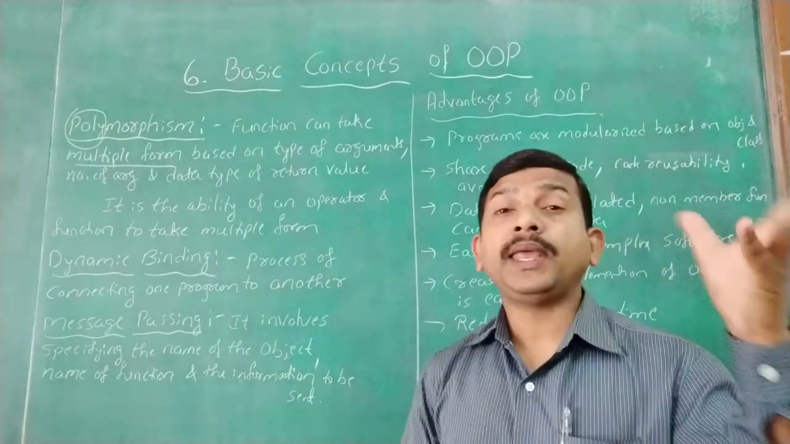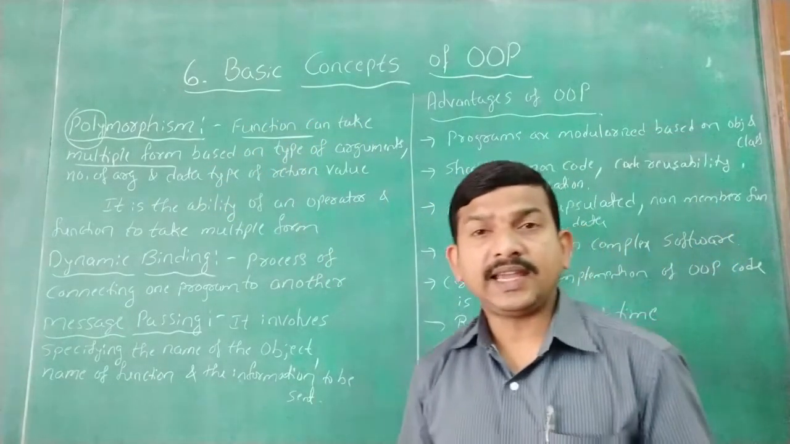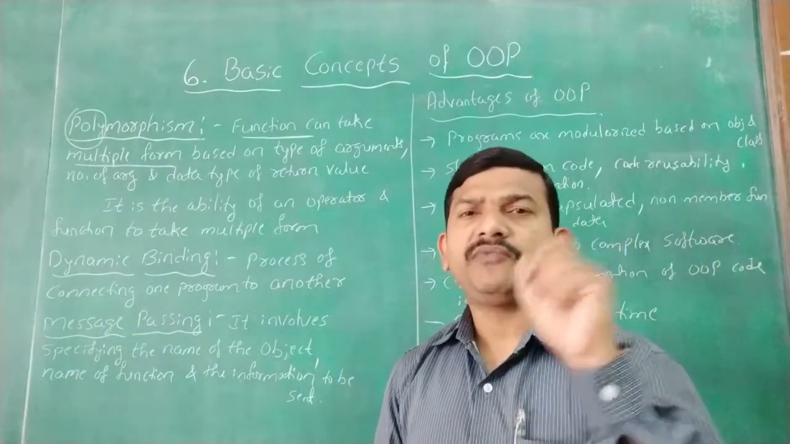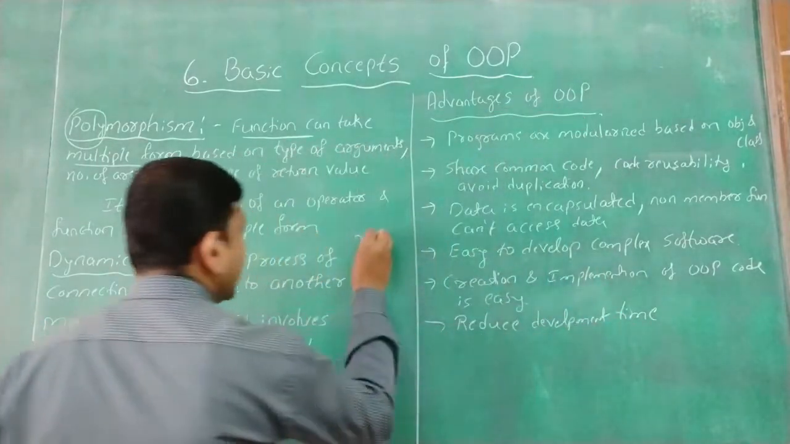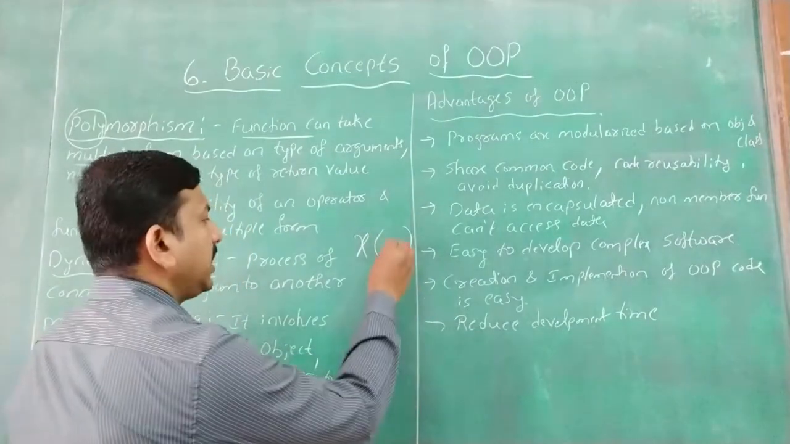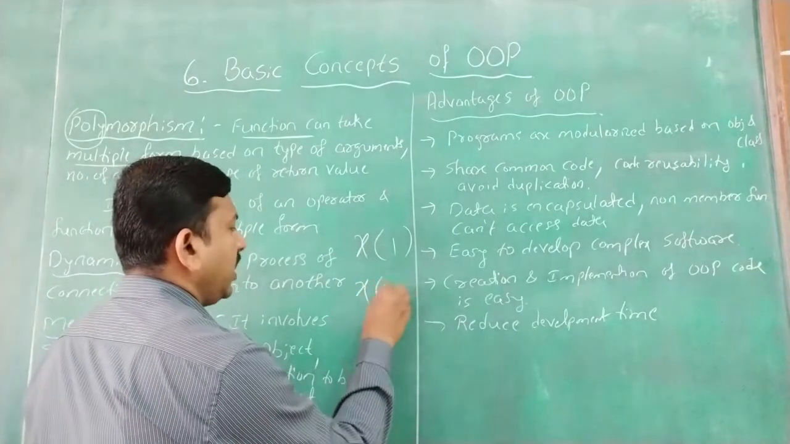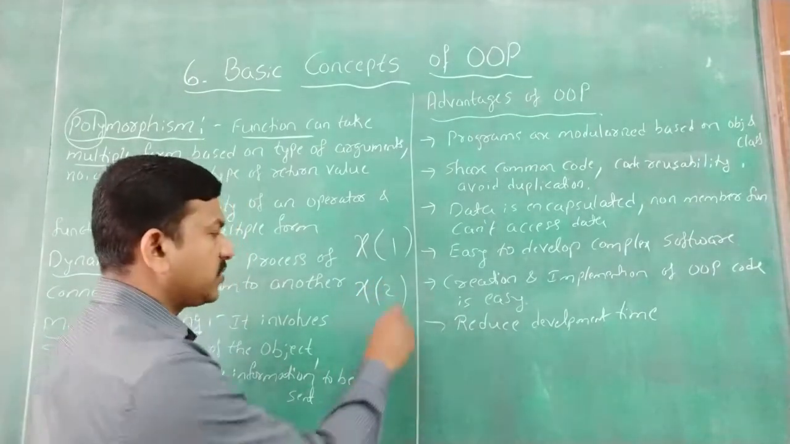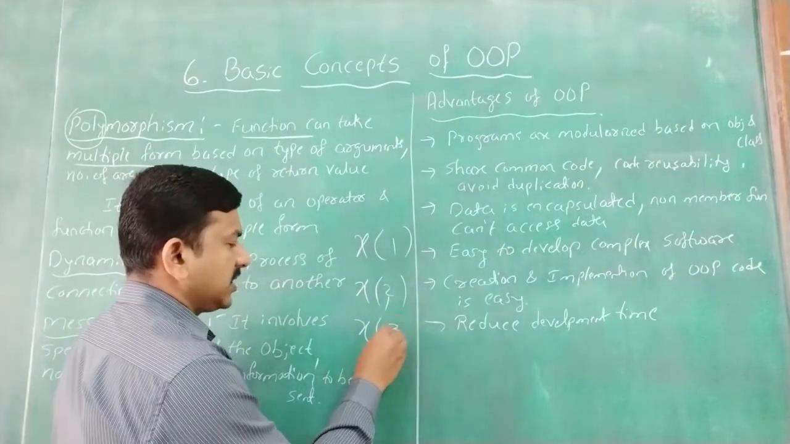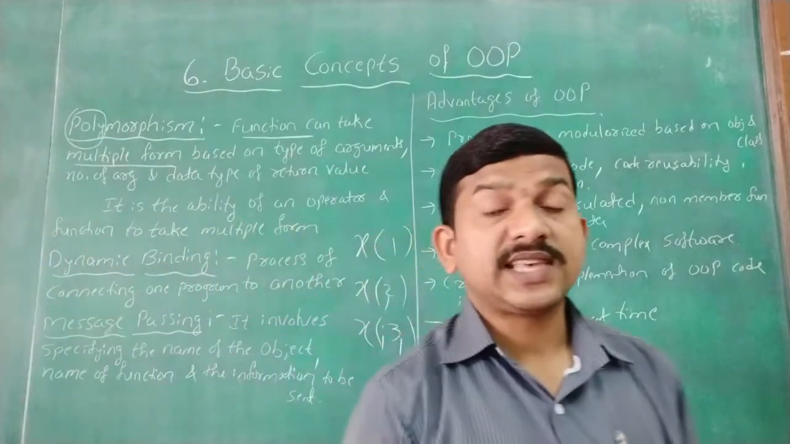So poly means many, and polymorphism says the function can take many forms, multiple forms. For example, x is a function. Here it may take only one argument. Somewhere the same function will take two arguments, argument 1 and argument 2. Similarly, the same function can take three arguments: argument 1, argument 2 and argument 3. The name of the function is the same.